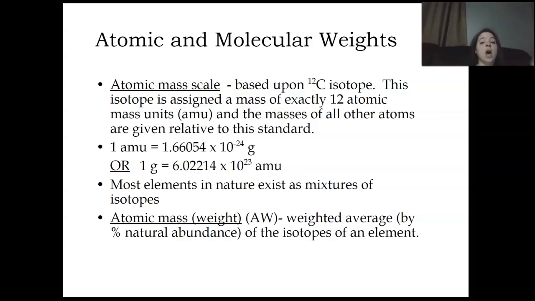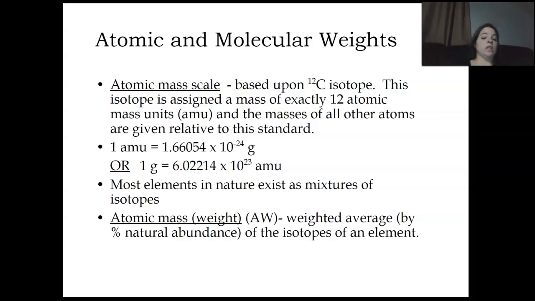Okay, so the carbon-12 isotope. This isotope is assigned a mass of exactly 12 atomic mass units, AMUs, and the masses of all other atoms are given relative to this standard. So it's the base of like everything. So 1 AMU is 1.66054 times 10 to the negative 24th grams, or 1 gram is worth 6.02 times 10 to the 23rd AMU. We're not going to use the AMUs. Well, we're going to use the AMUs, but we're going to stick to the moles, okay?